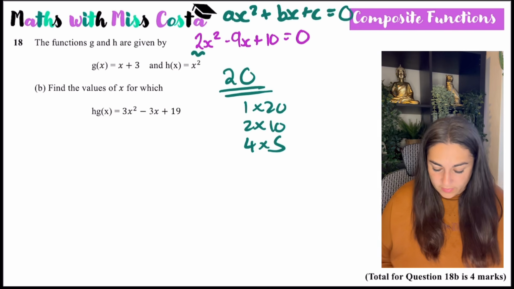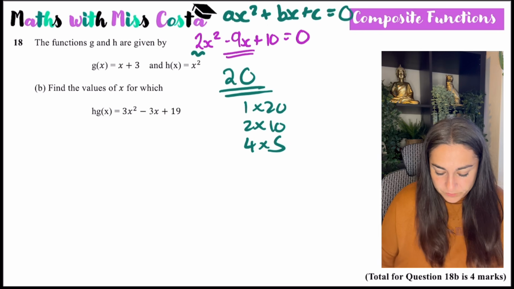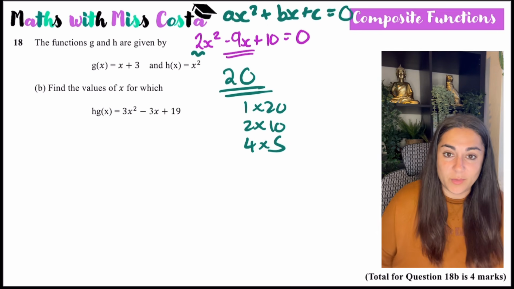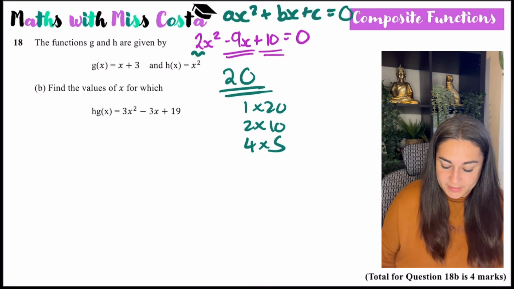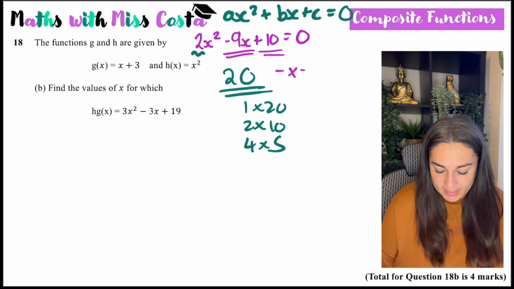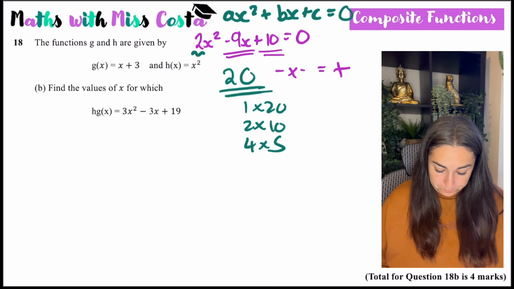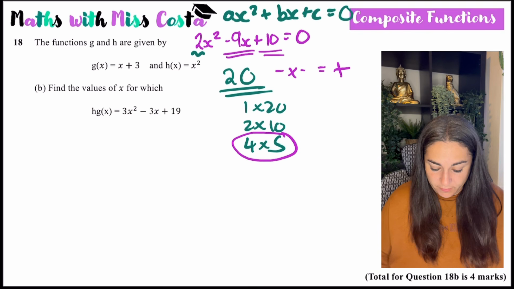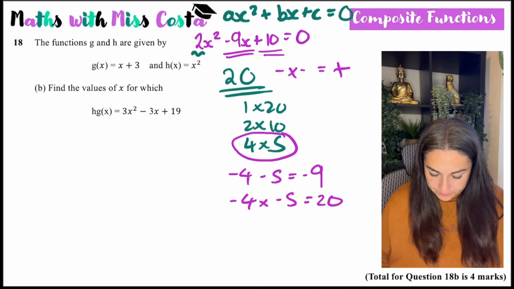And I know that these factors are going to need to add or subtract to make minus 9. So because it's a minus 9, I know that at least one of the factors is going to have to be a negative. But because they need to multiply to make 20, I know that they both must be negative, because a negative times a negative gives you a positive answer. So the two factors would be 4 and 5, because minus 4 minus 5 is minus 9, and minus 4 times minus 5 is positive 20.